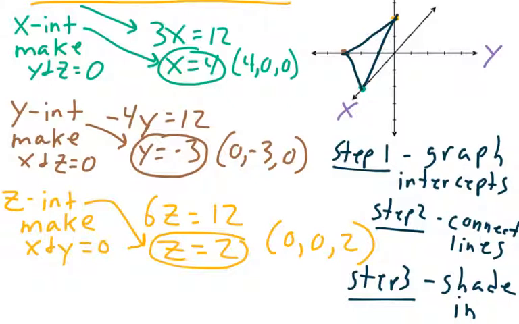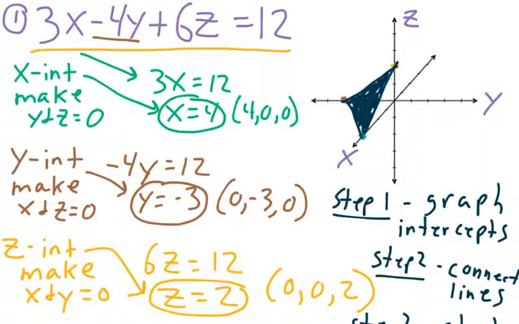It's hard to shade with Edge Creations because you don't have a paint can app. I'm just going to do something like this. So that's good enough for me. If you like things neat, I'm sorry. So this right here is the equation graphed. This is called a plane.